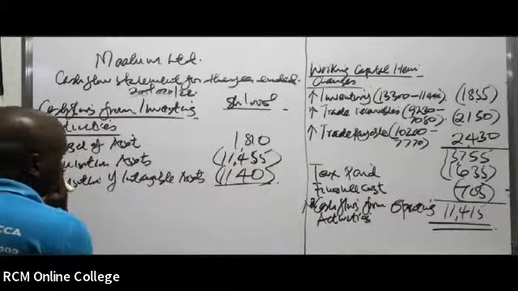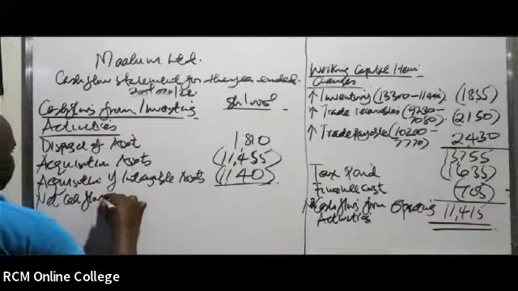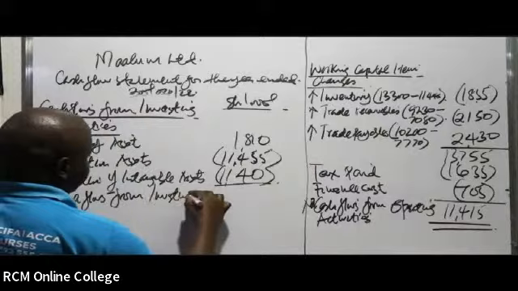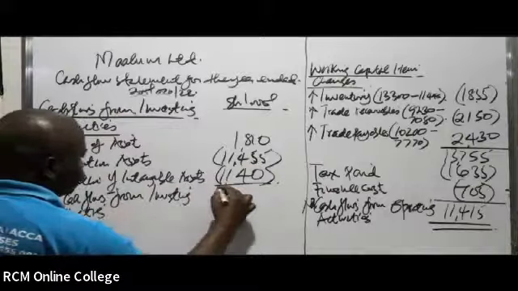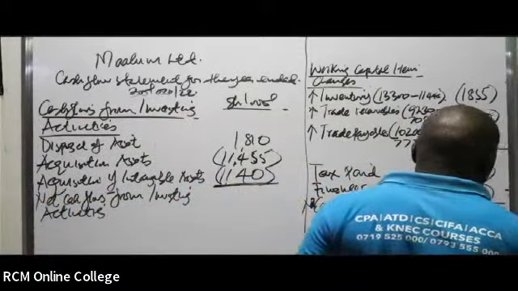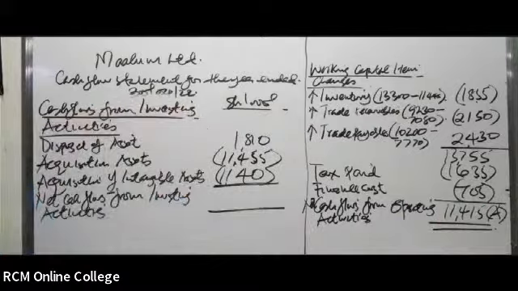Those ones were acquisitions, so you'll be able to get the net cash flows from the investing activities. You can add that one.